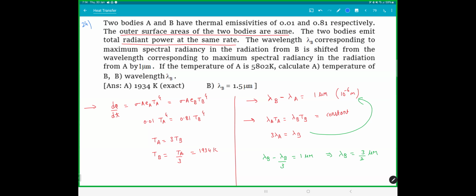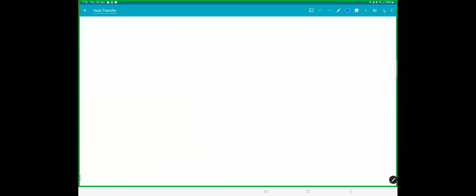Next thing. So that is about radiation. In radiation, we had Stefan's law, and then we have Wien's displacement law. These are the two primary things. The third one is convection.